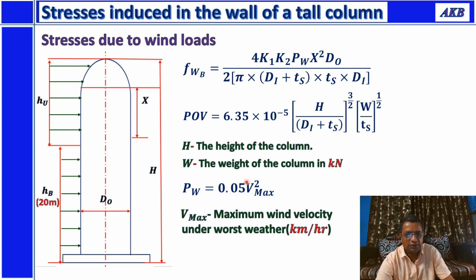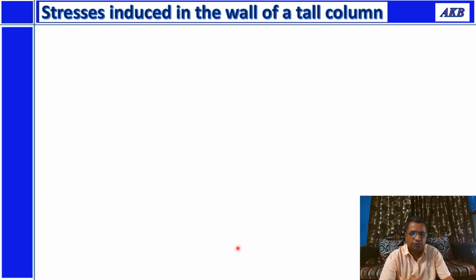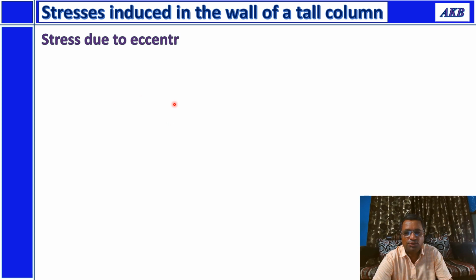And for using this equation, this velocity has to be used in kilometer per hour. You have to stick to this unit. Okay, so PW you can calculate using this equation. So this is how you can calculate stress that is induced due to wind load.